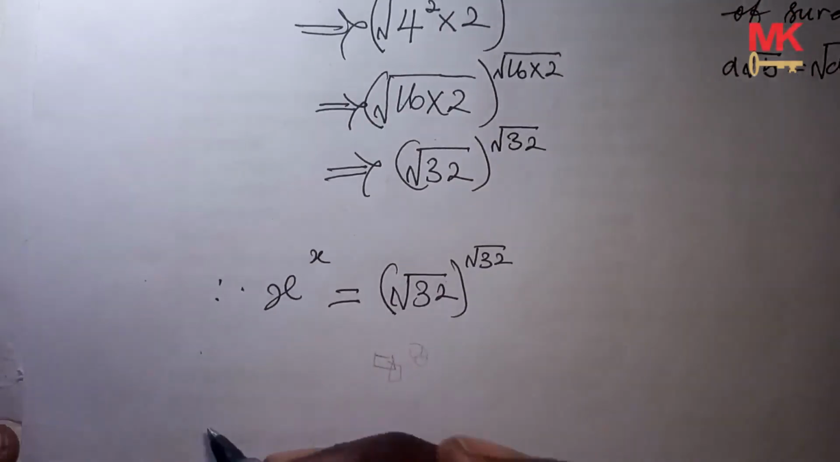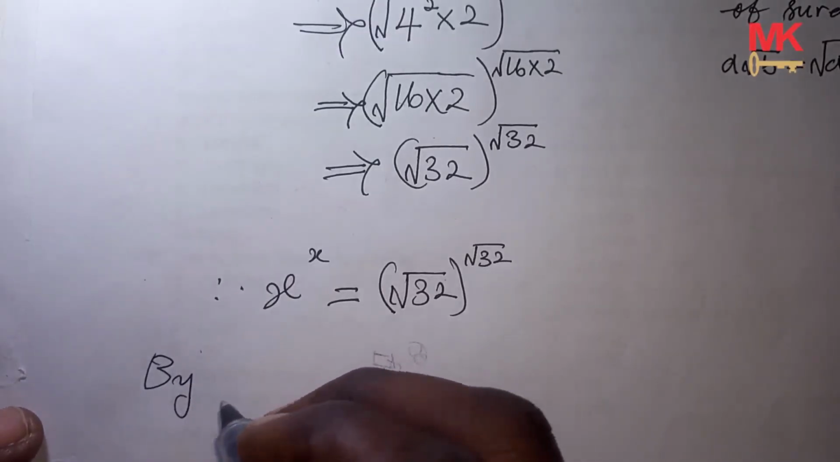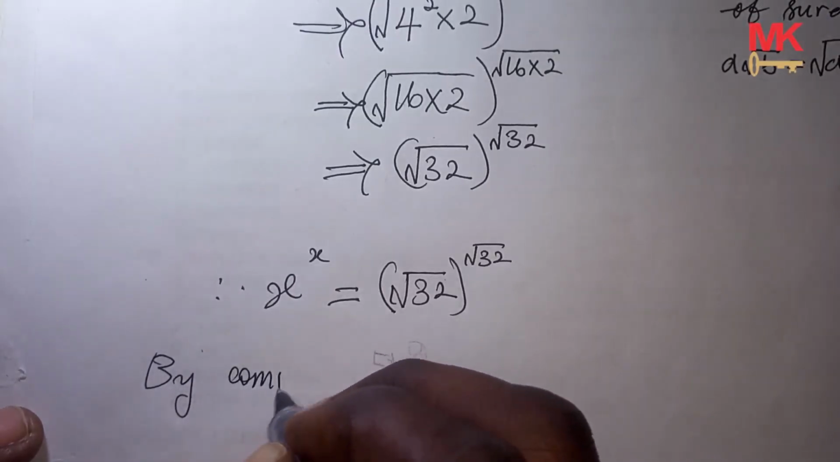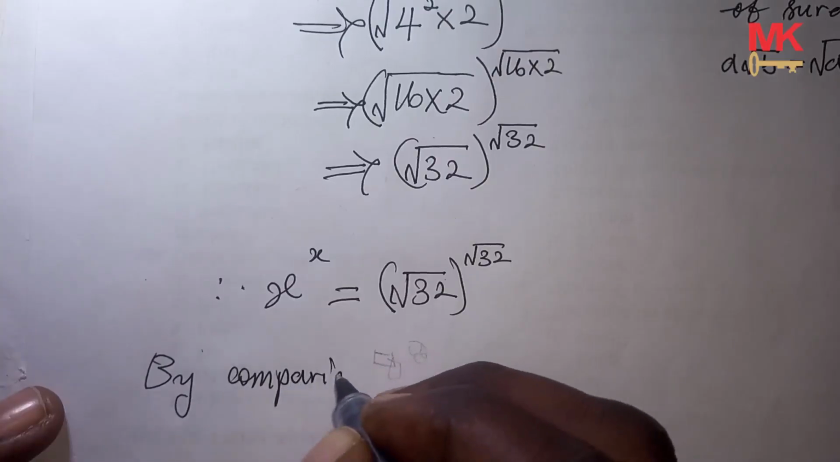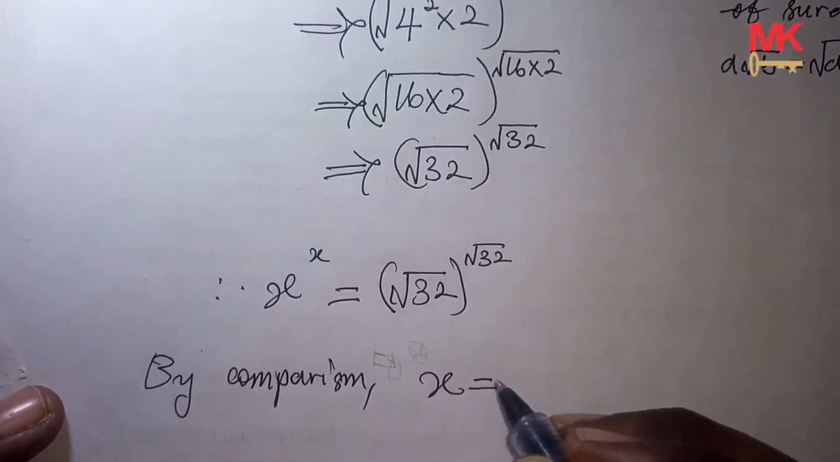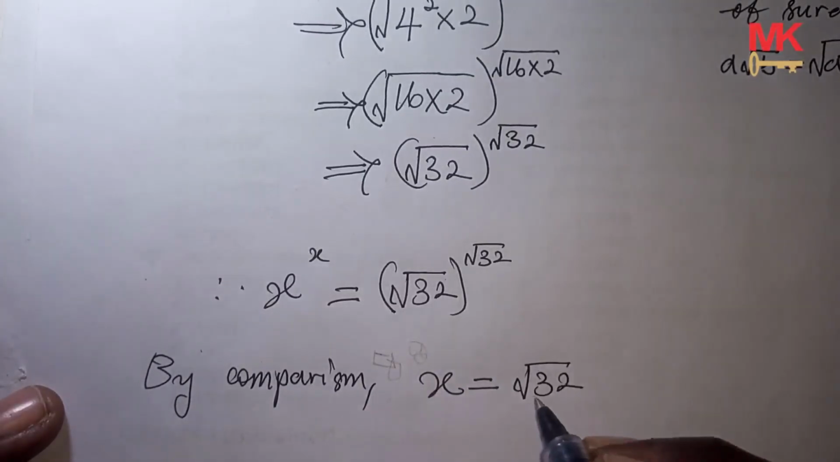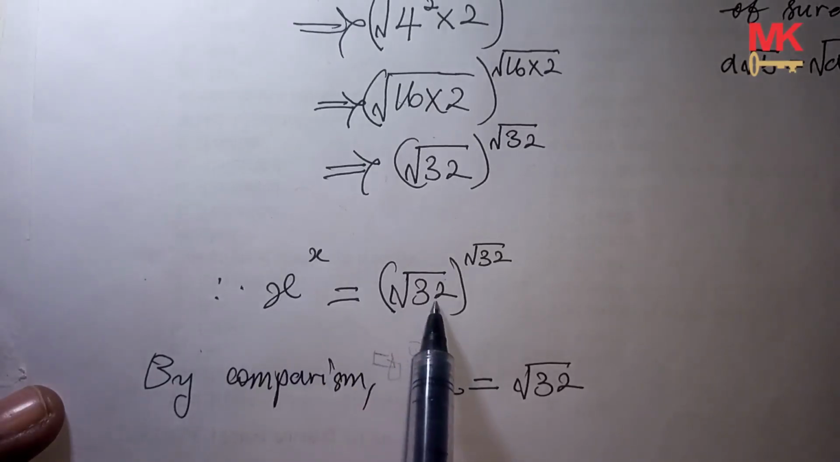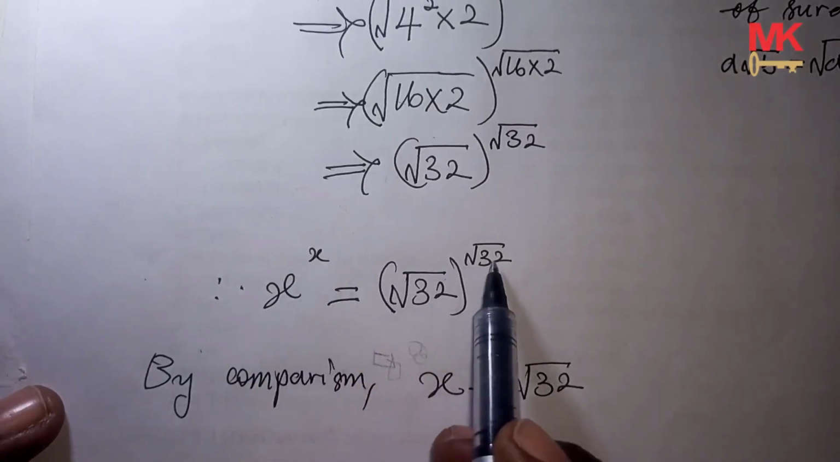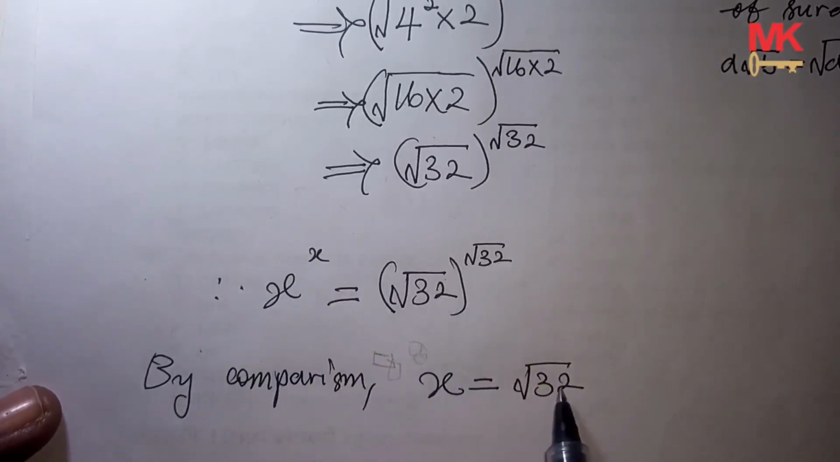So now by comparison, x is equal to the square root of 32. So x equals root 32. This is the value of x.